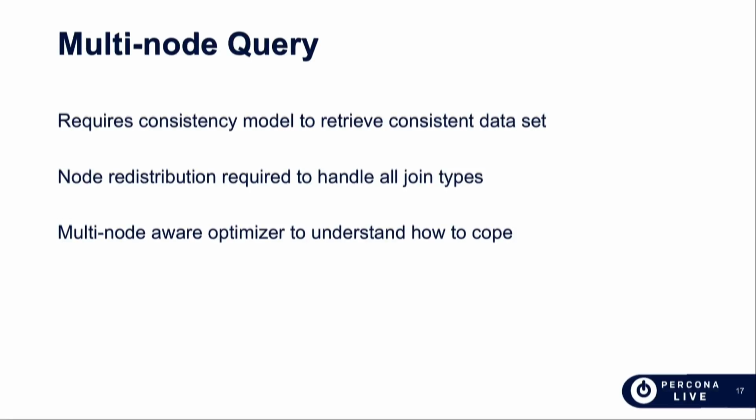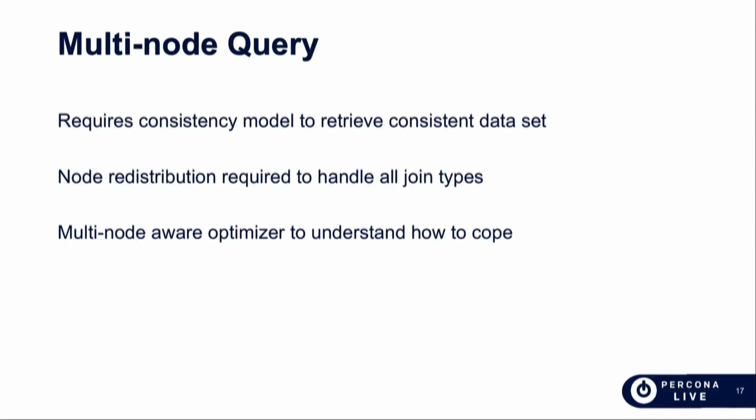So some of the problems that we're going to face in the future and that other systems already solve are the issues of multi-node query. Because if you want to run a query against multiple nodes at the same time, you need to have a consistency model that makes sure that you return the correct answer even under concurrent data loads. You also need at some point to have a node redistribution technique that allows you to join tables that are distributed differently across the nodes, specifically to handle join types, and obviously a multi-node aware optimizer.